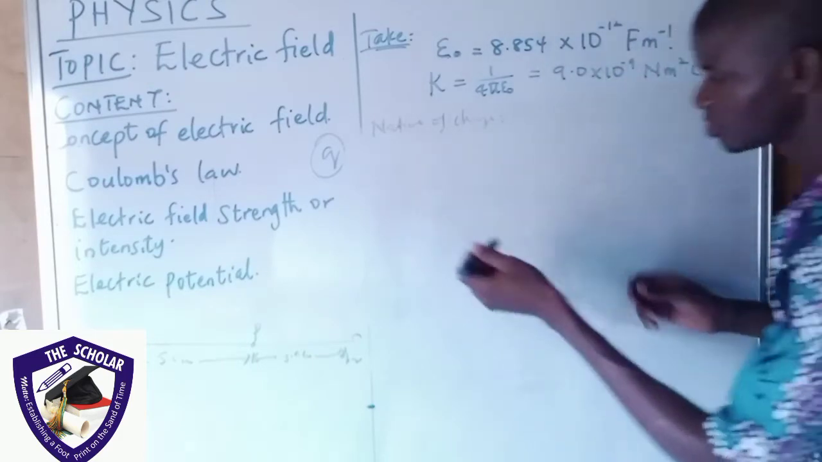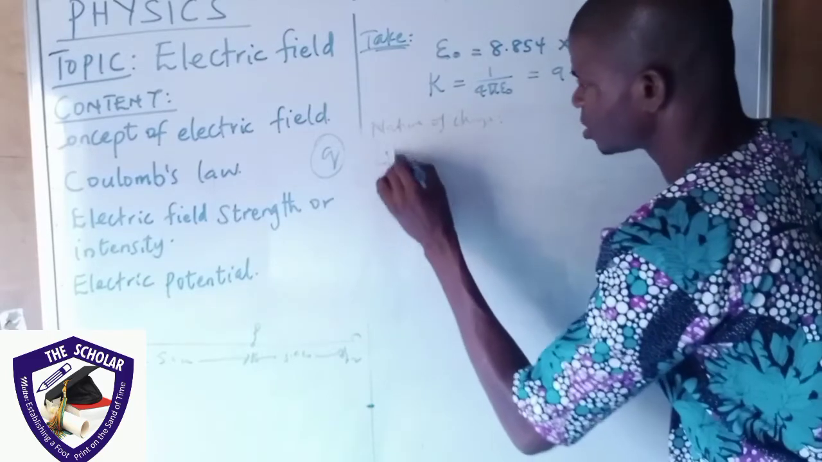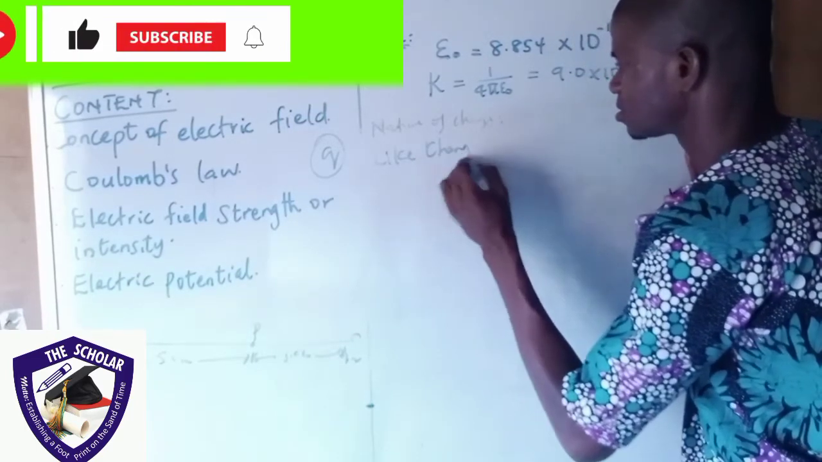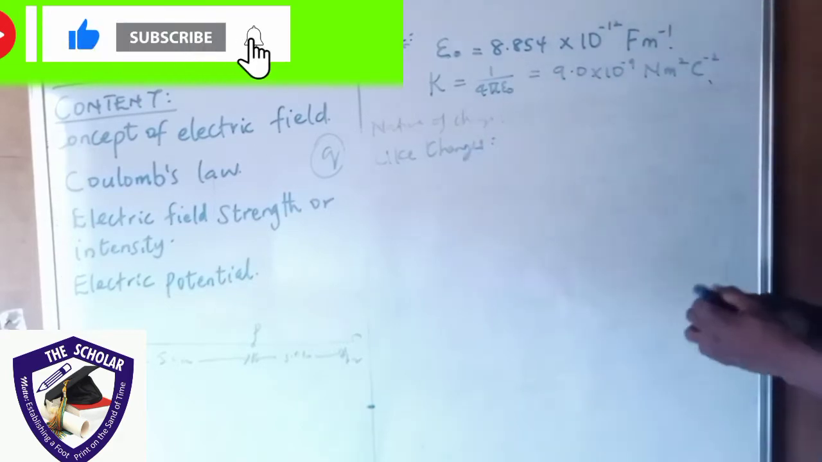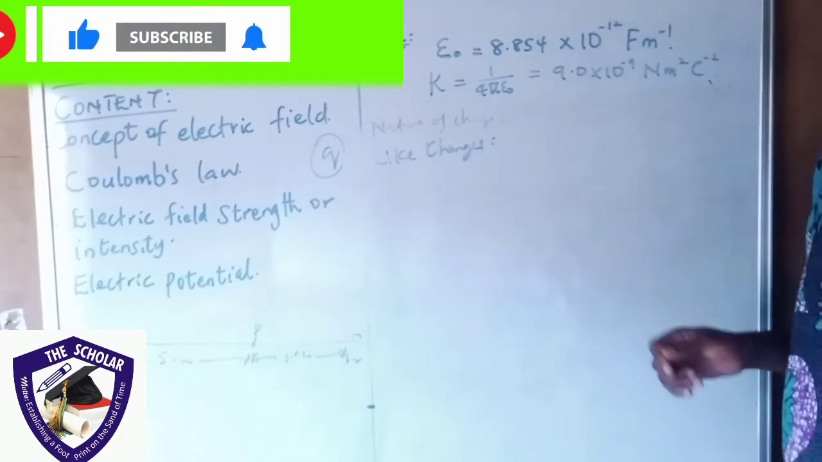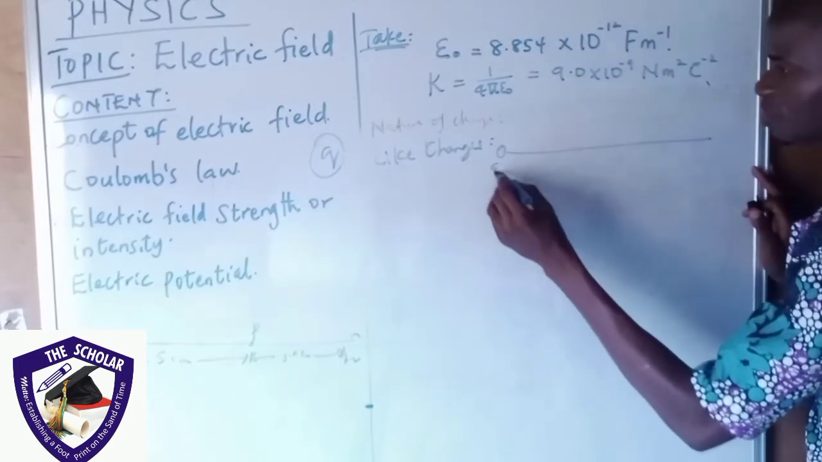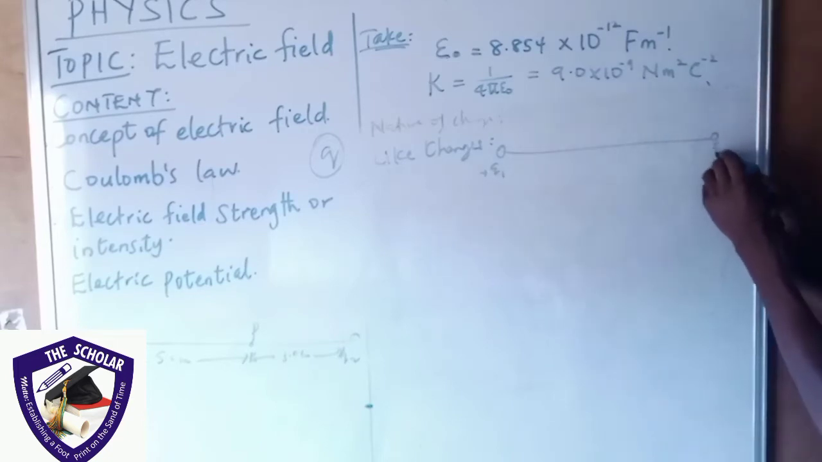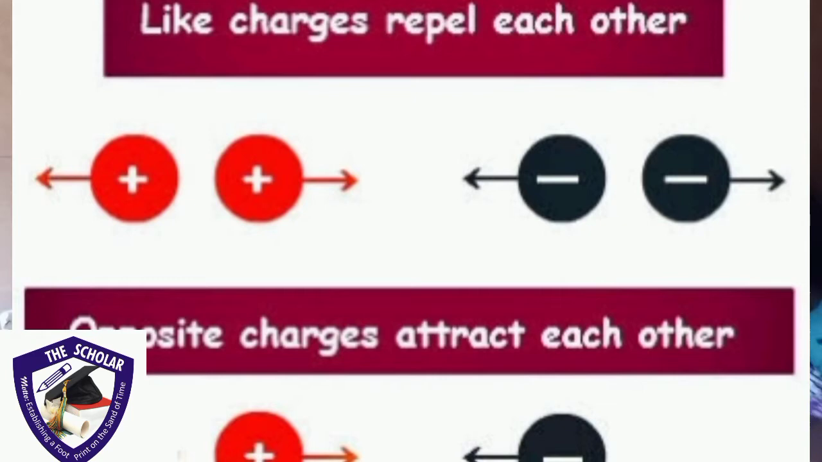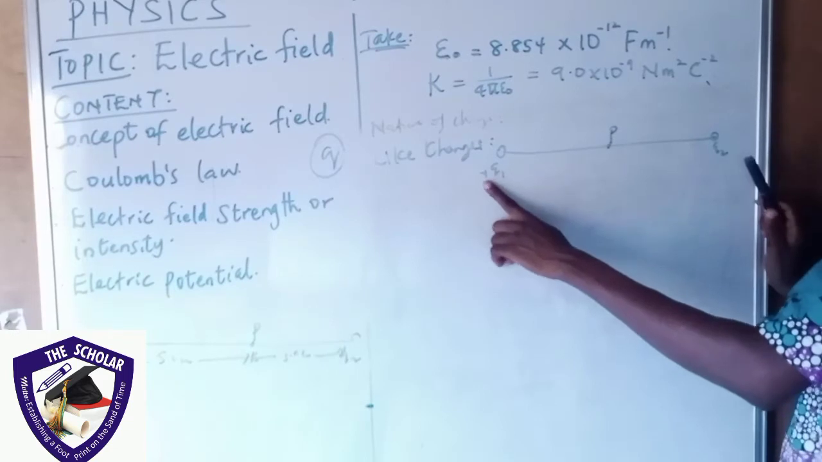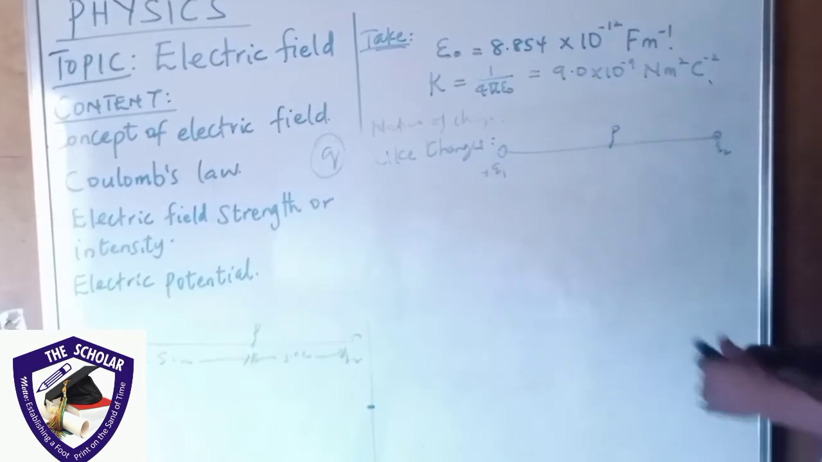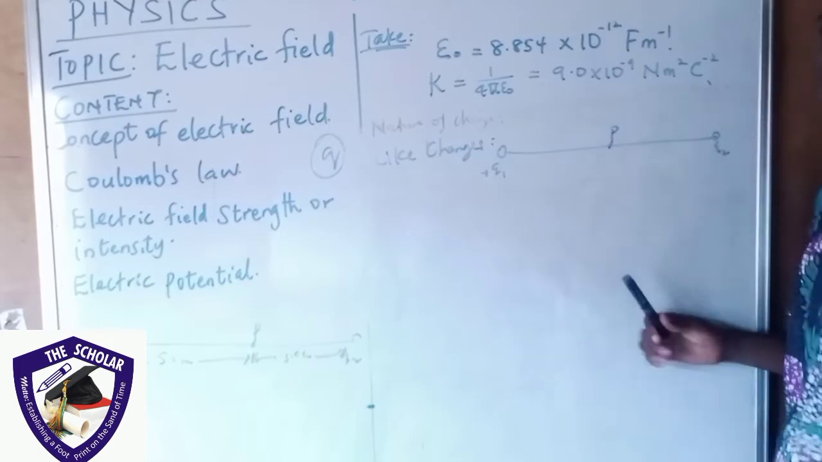Now, looking at the first one, that is when the charges are like charges. We are going to look at two scenarios here. The first one is like charges. Just like I stated earlier, like charges, according to the law of electrostatic force, repel each other. So let's say this is my Q1 and this is my Q2, and I have P in between them. Now, this P is a neutral point. So when this positive charge comes to this P, there will be repulsion.